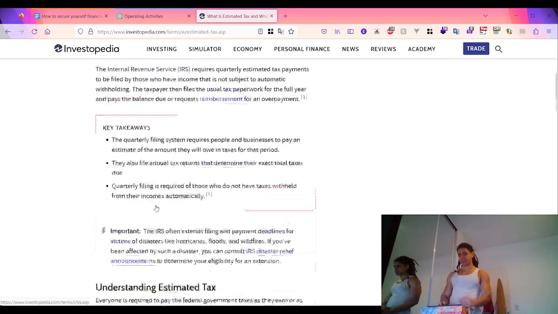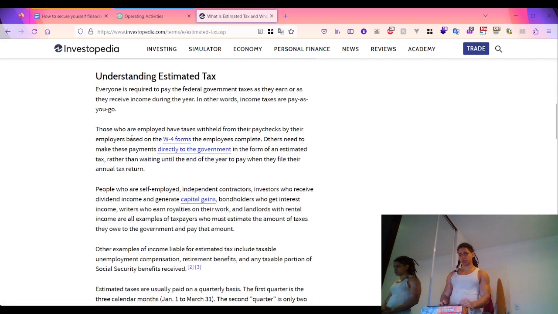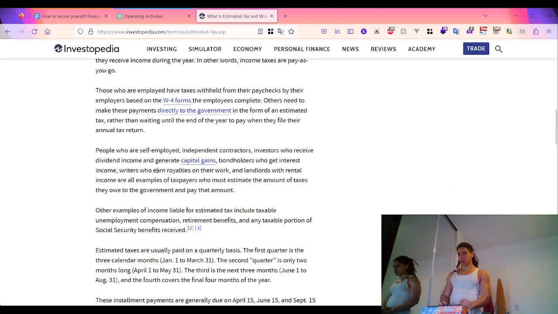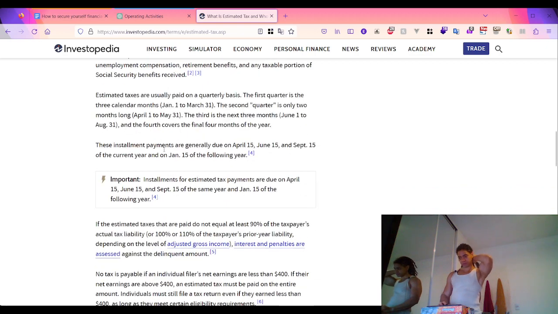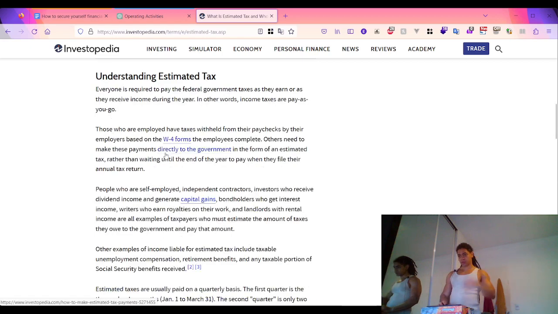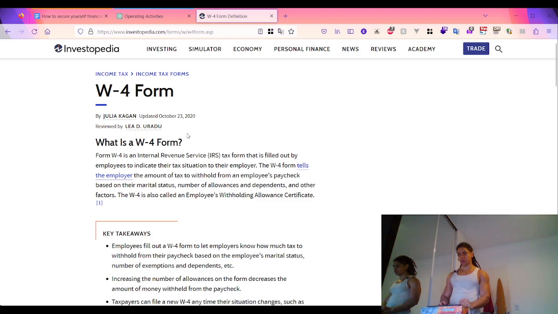Okay. So estimated taxes. Those who are employed have tax withheld from their paychecks by their employer based on the W-4 the employee completes. Others need to make this payment directly to the government in the form of an estimated tax, rather than waiting until the end of the year to pay when they file their annual tax return. The W-4 form tells the employer the amount of tax to withhold from an employee's paycheck based on marital status, number of allowances and dependents, and other factors.